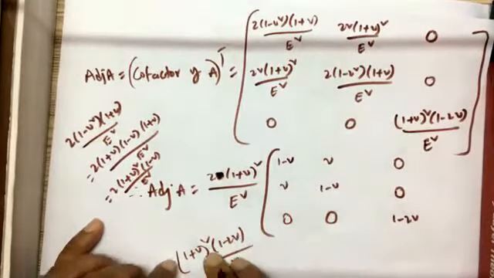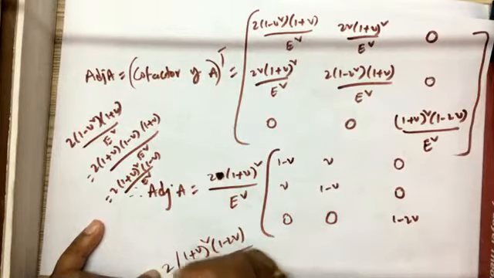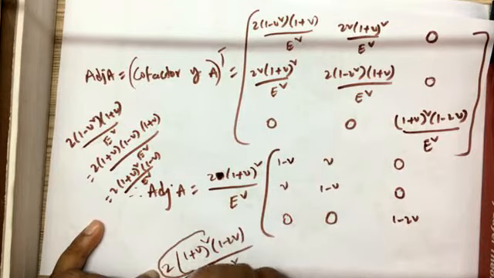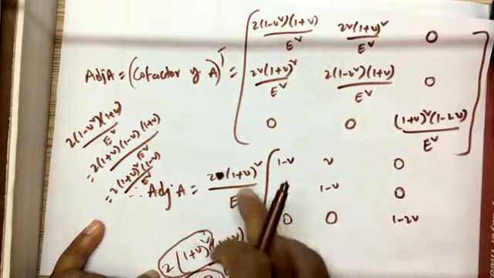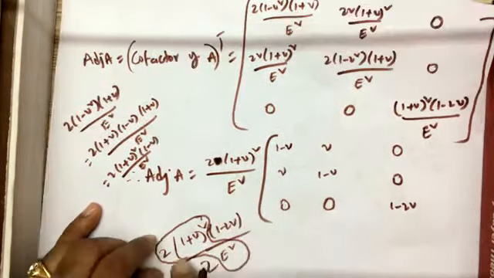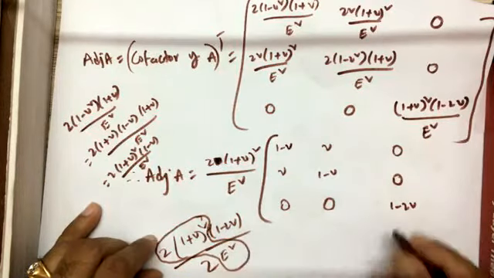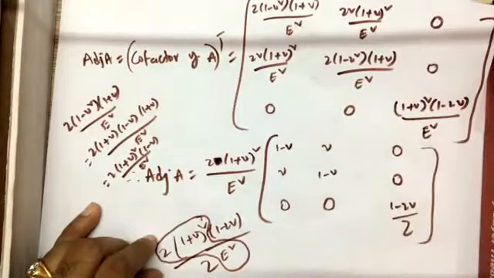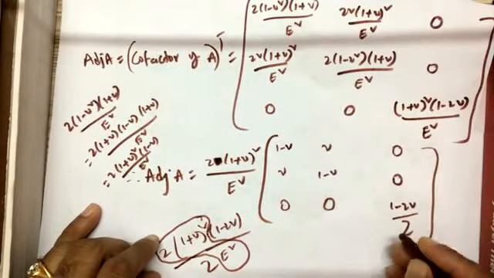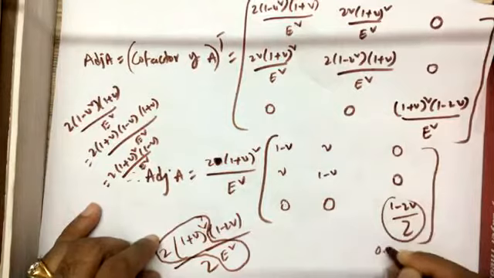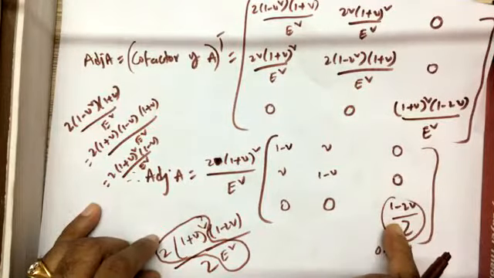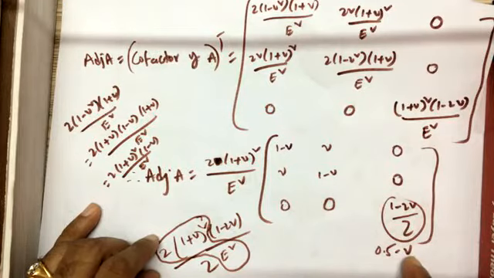This is the actual thing I got. If I multiply and divide by 2 and take 2 into (1 plus nu) whole square by E square common, then what is remaining? (1 minus 2 nu) by 2. This is nothing but 0.5 minus nu: 1 by 2 is 0.5, minus 2 nu by 2 is nu. So 0.5 minus nu.